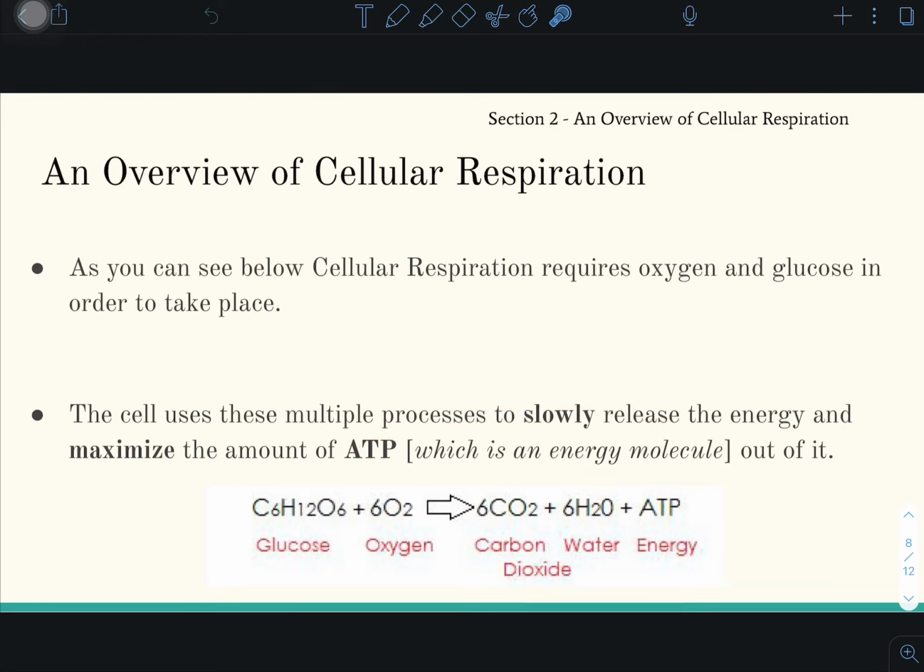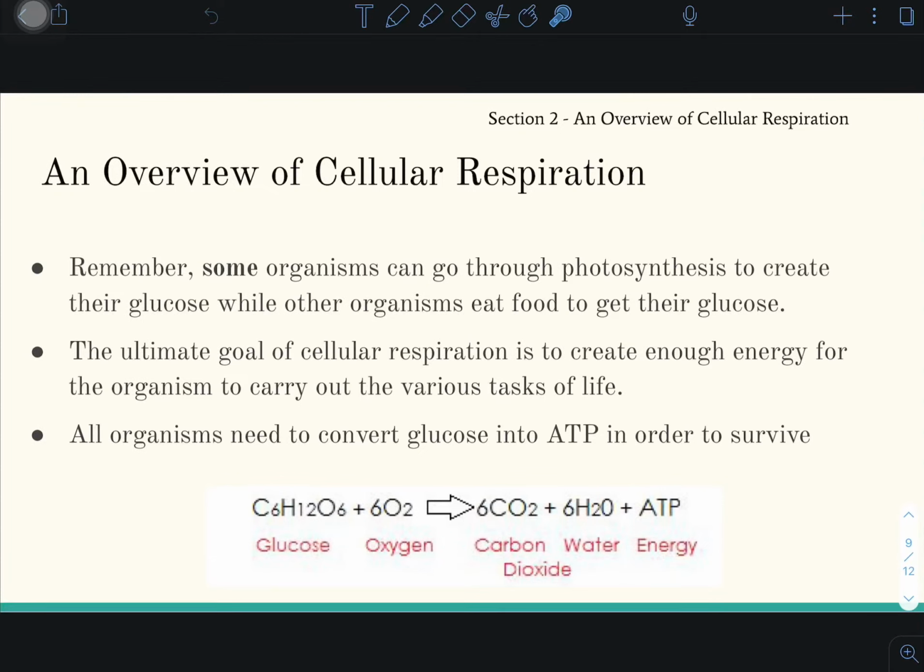Your muscle cells use ATP in order to move. They need that in order to move. So they take glucose, a form of chemical energy, and they convert it into ATP, a different form of chemical energy. Some organisms go through photosynthesis and they create their own glucose, while we have to eat our glucose.